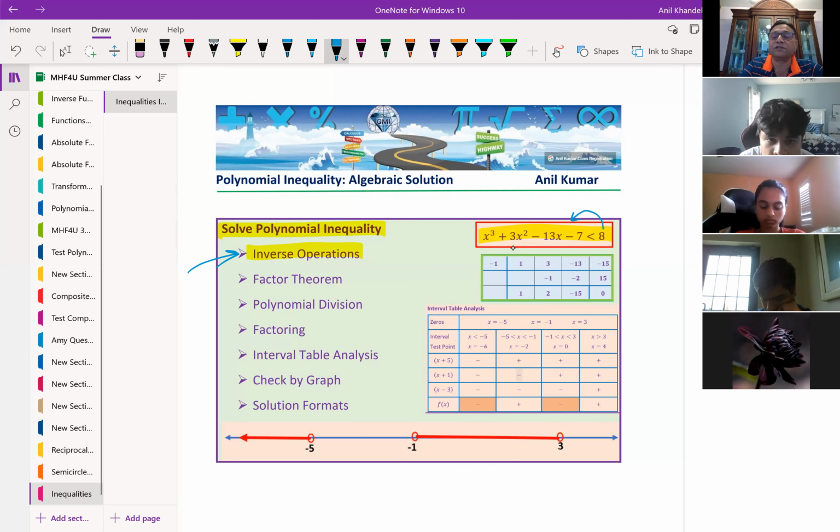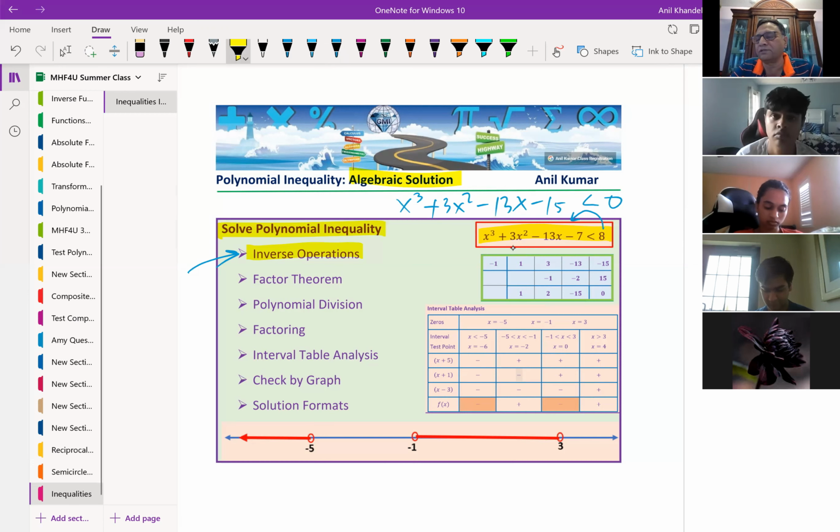Once I bring 8 to this side, I'll get this equation as x cubed plus 3x squared minus 13x minus 8 and 7, 15, correct? Is less than 0, correct? Now I have a polynomial on one side and 0 on the other side. It becomes simpler to solve this inequality, correct? Algebraically, we're solving it algebraically. So we are looking for an algebraic solution. There could be a graphical solution also, but we are looking into the algebraic solution. Clear?